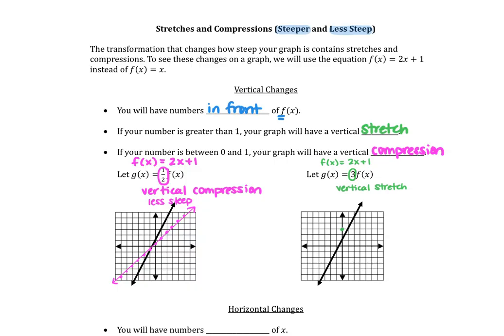Then my slope, my original slope, was 2. My new slope is going to be 3 times that, so it's going to be 6. Well, if I go up 6 and to the right, it's going to be off my graph. So I'm going to go down 6 and to the left. Then I can connect my points and I can draw my arrows on each end.